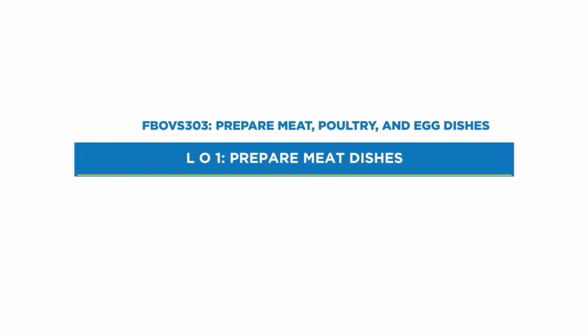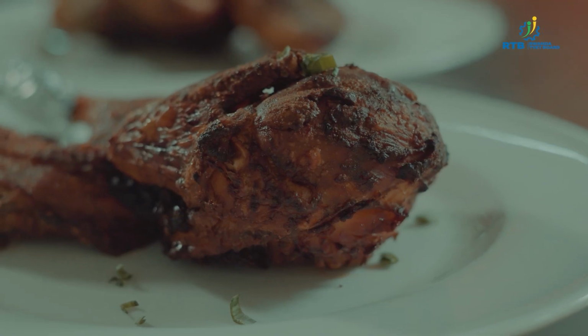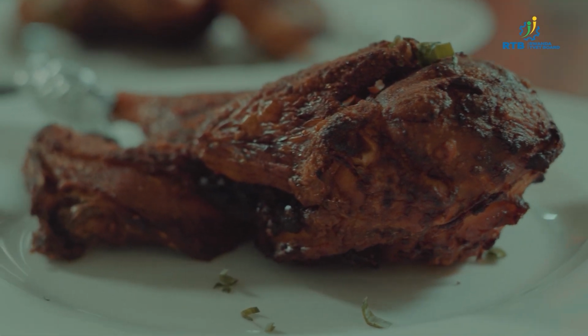Welcome to the Competence FBOVS303. Prepare meat, poultry, and egg dishes. In this session, we'll be focusing on learning outcome 1. Prepare meat dishes. Let's dive into the key topics we'll be exploring today.